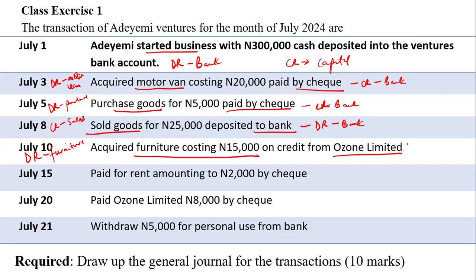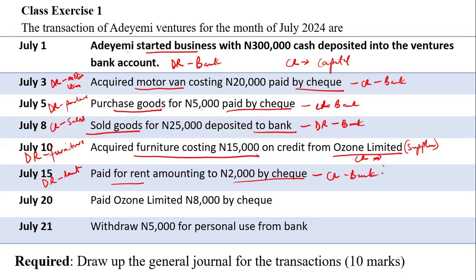And Ozone is somebody we are buying from, which is a supplier. What do we do? We credit Ozone. Payment of rent. What do we do here? Rent is to be paid. What do we do? Debit rent as an expense and credit bank.